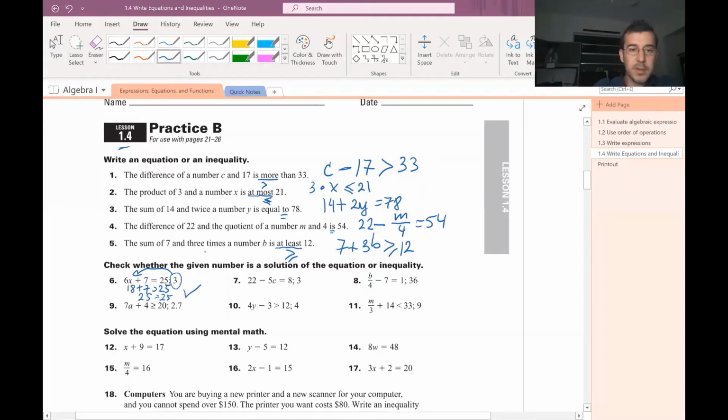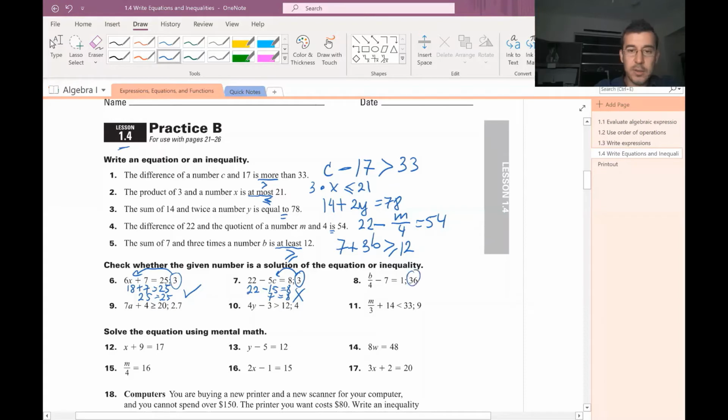Number 7, 22 minus 5c equals 8. We substitute 3 for c. We get 22 minus 5 times 3, which is 15, equals 8. 22 minus 15 is 7. 7 equals 8. That's not true, so that's not the solution. We just have to check with the given number whether it is a solution or not. So 6 is yes, 7 is no.